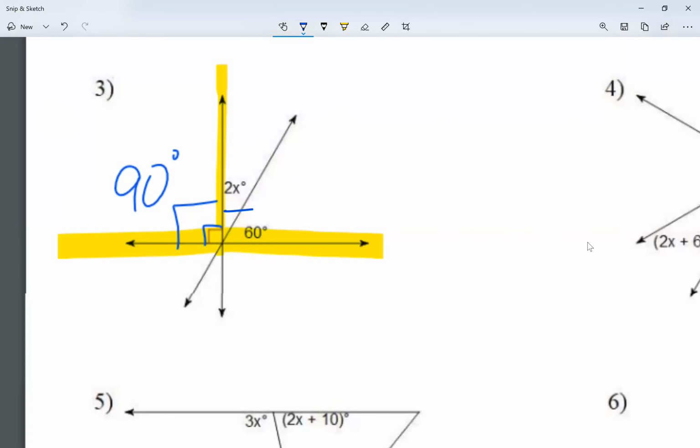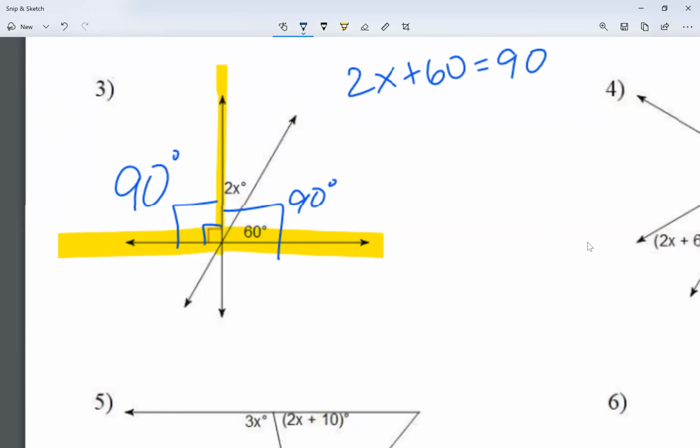So that means these two other angles have to be 90 combined, because all together is 180, right? So those two combined, keyword combined, have to equal 90. So in this case, I'm going to say 2 times X plus 60, because I said combined, 2X plus 60 have to equal 90. Sometimes I'm gonna have these angles add up to 90, like this case. Sometimes you will actually see that they add up to 180. I'm gonna play with these. So 2X plus 60 equals 90, solve for X.